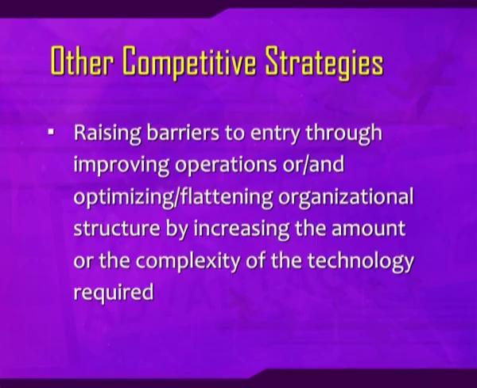Raising barriers to entry through improving operations and optimizing organizational structure by increasing the amount of complexity of technology required. That is Procter and Gamble's digitization strategy. P&G is working on digitizing almost every aspect of its operation to make it the world's most technologically enabled firm. How it maintains relationships with retailers, manufactures products, builds brands and interacts with customers. The price? Better innovation, higher productivity, lower costs and the promise of faster growth.